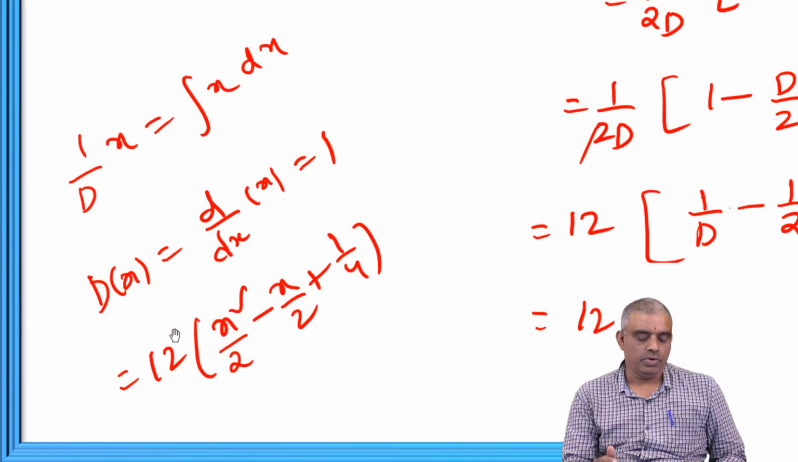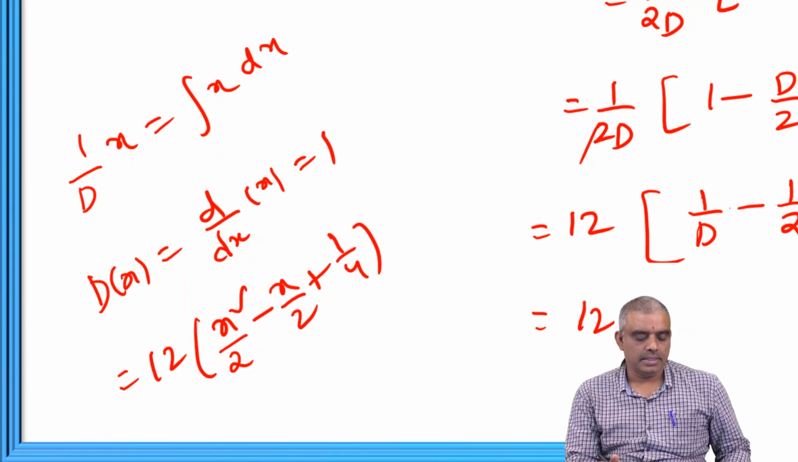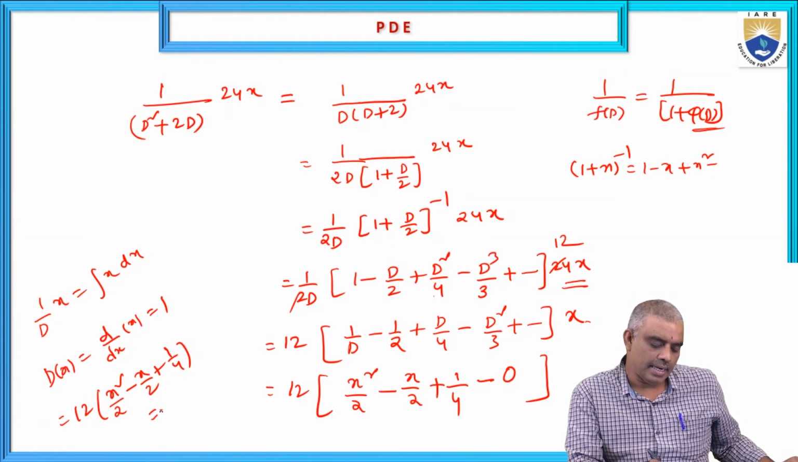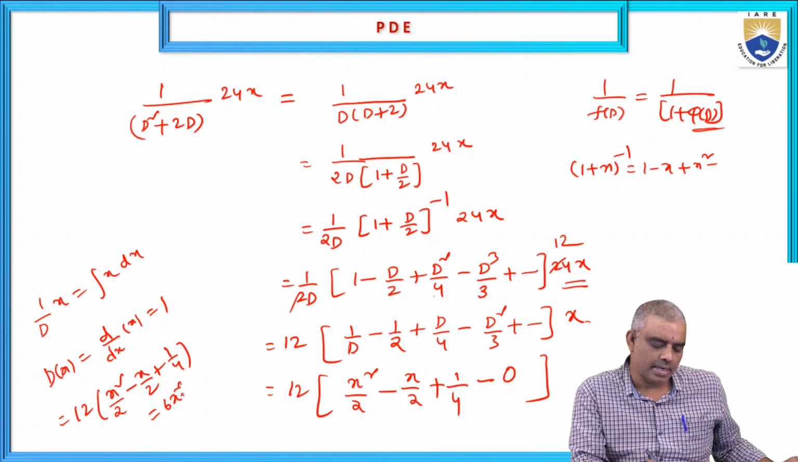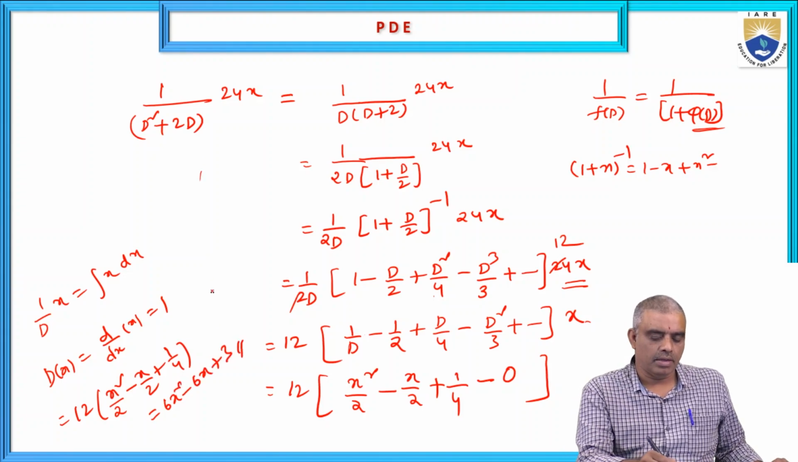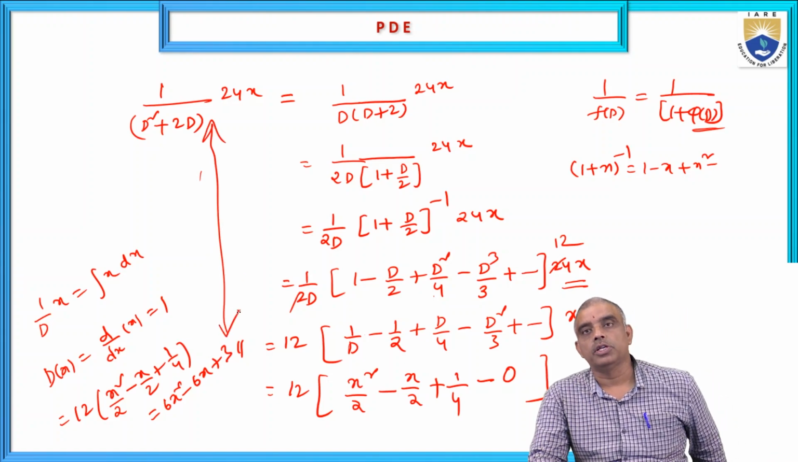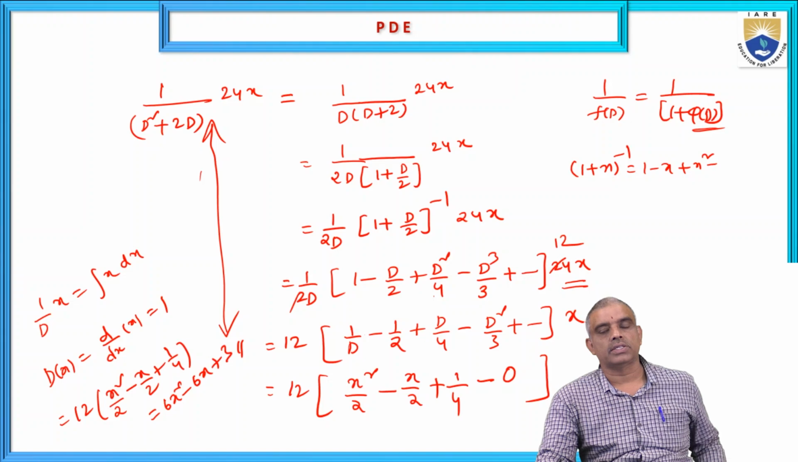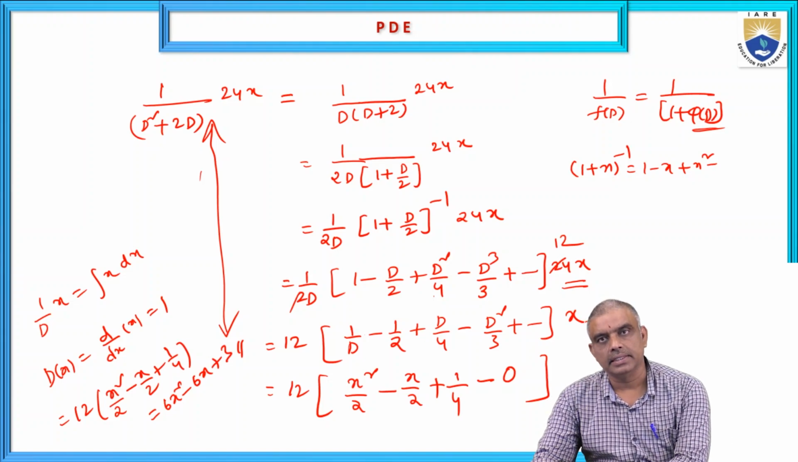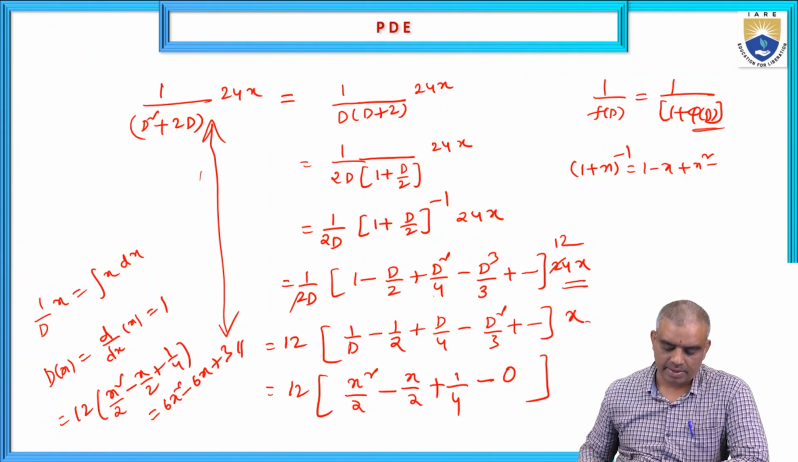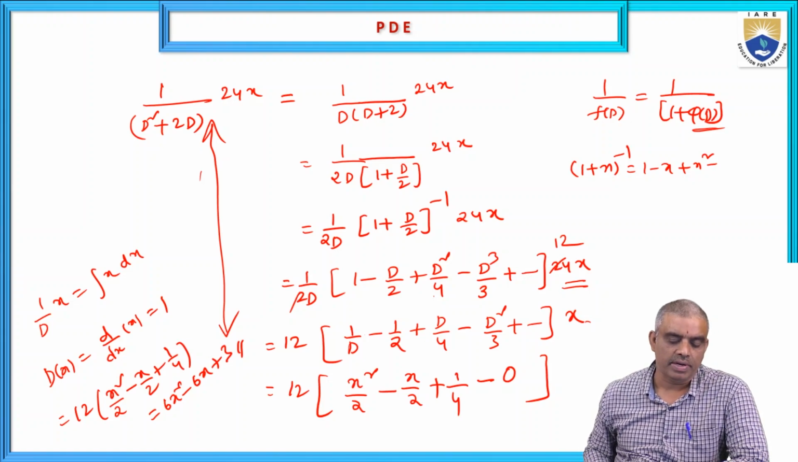So the value will be equal to 6x square minus 6x plus 3. That is the required particular integral of 1 by D square plus 2D of 24x. 6x square minus 6x plus 3 is the particular value, whatever was asked.